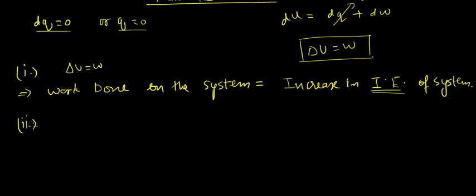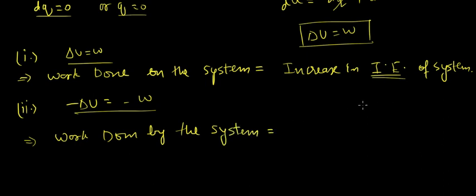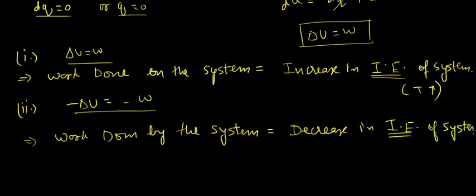And we can also have something like this: delta u would be equal to minus w. This simply means that work done by the system would be equal to the decrease in internal energy of the system. So in this case temperature also decreases, as it is equal to the decrease in internal energy of the system. So in other terms we can say that the temperature decreases.